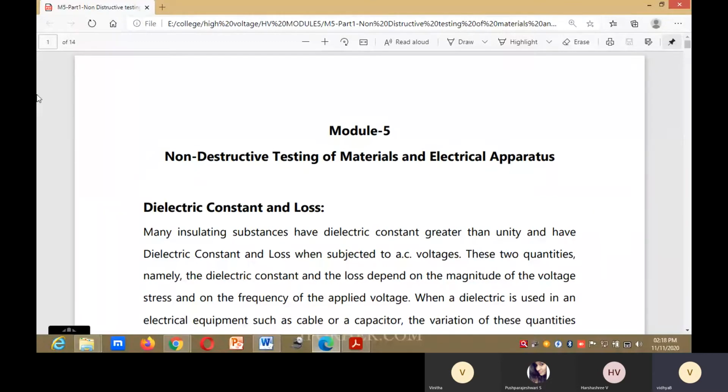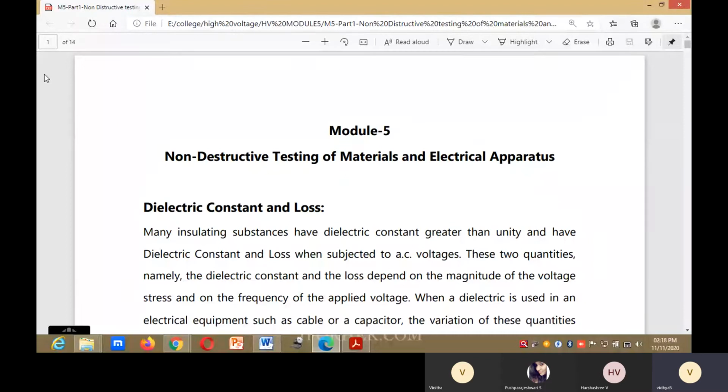Electrical insulating materials are used in various forms to provide insulation for the apparatus. You can observe the various electrical equipments. For each and every equipment there will be an insulation. The insulating materials may be solid, liquid, gas, or even a combination of these. So we need to test the insulating materials. It is difficult to test the quality of an insulating material.